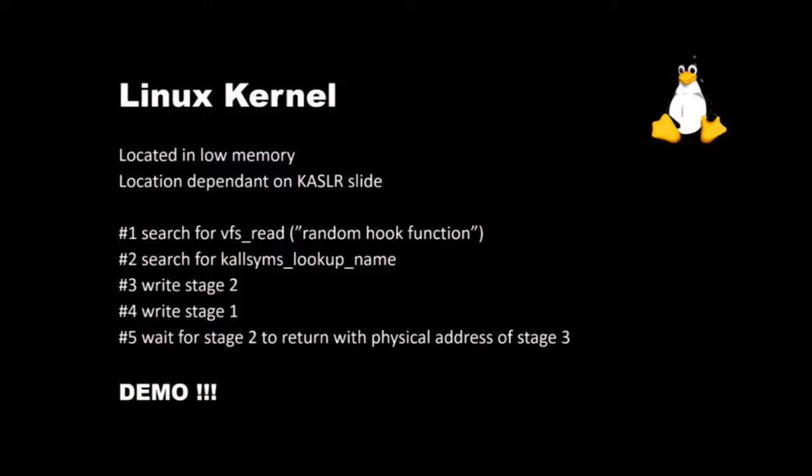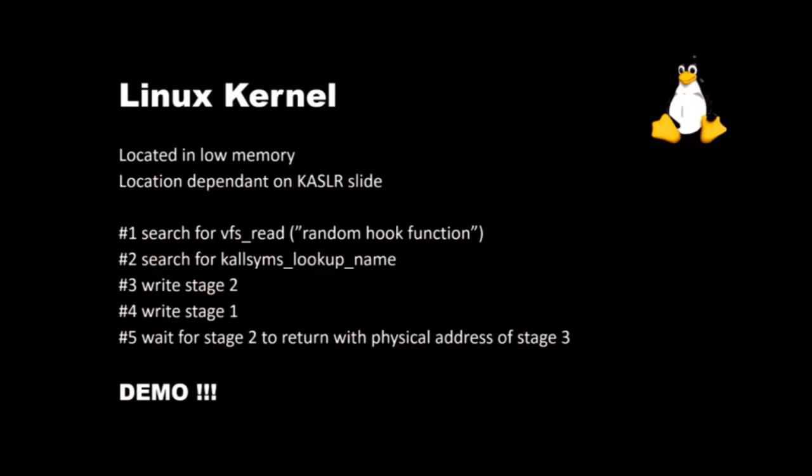In my code, I chose vfs_read since it gets called pretty often and it works fine. Then I search for a function called kallsyms_lookup_name. This is pretty much the equivalent of GetProcAddress in Windows. It allows me to take a kernel symbol name and send it to that function, and it will look up the function pointer for that symbol.